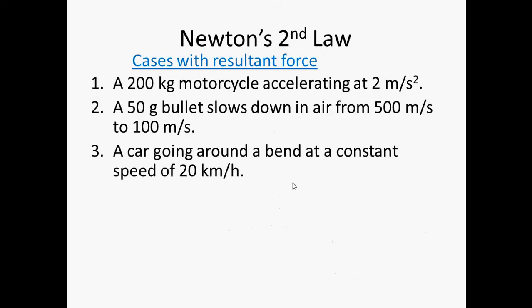So here are some examples that fulfill Newton's second law, and because of that, they have resultant force. First case is a 200 kg motorcycle accelerating at 2 meters per second squared. Second case is a 50 gram bullet that slows down from 500 meters per second to 100 meters per second. And the third case is a car that goes around a bend at a constant speed of 20 km/h.